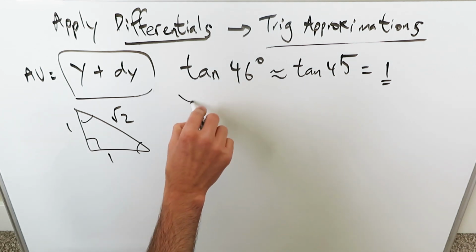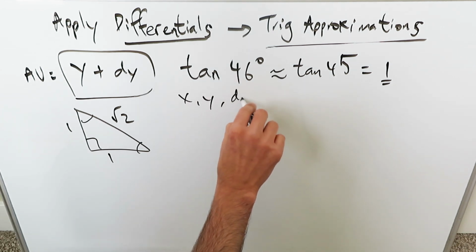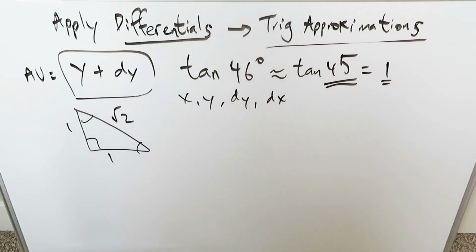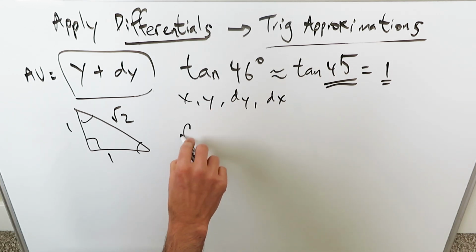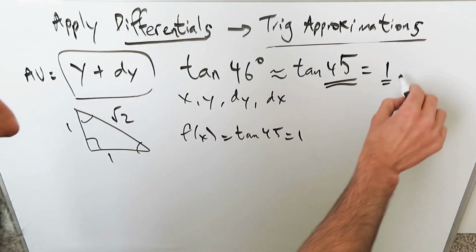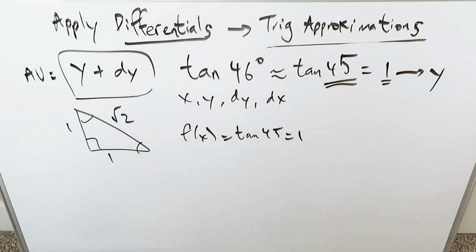I need to know what my x, what my y, what my dy and what my dx are. My x is my standard value here, 45. My y is the function using that standard value, which is tan of 45, which is equal to 1. This right here is my y value. So now all I have to do is determine my dy and my dx.